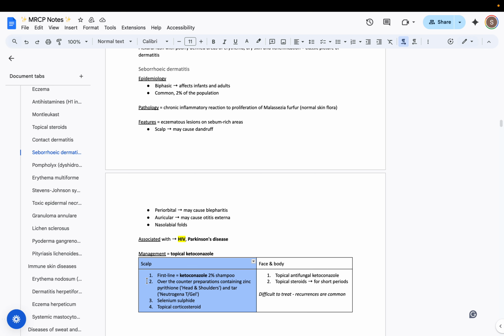This is for scalp seborrheic dermatitis. For face and body, we would use a topical ketoconazole or topical steroids for short periods.